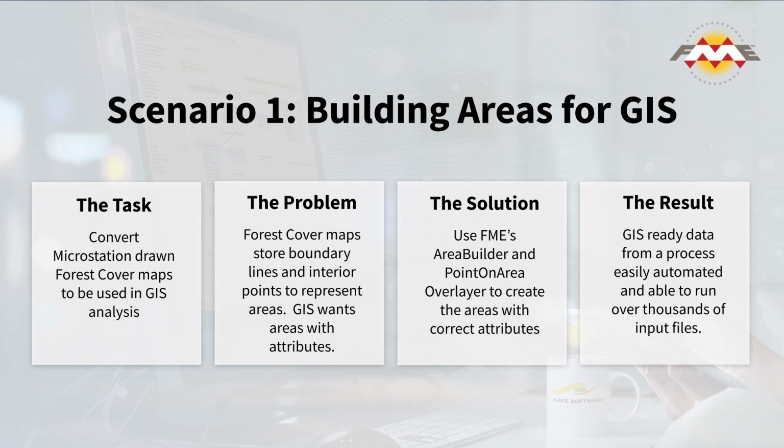And so how are we going to win? We're going to use FME, our tool, and its area builder that takes lines and makes polygons, and its point on area overlayer that takes areas and points and puts the attributes onto the areas. We're going to bring all that together, and we're going to create ourselves a GIS-ready data set that we could run over and over again if we wanted to over all of the maps in our area.